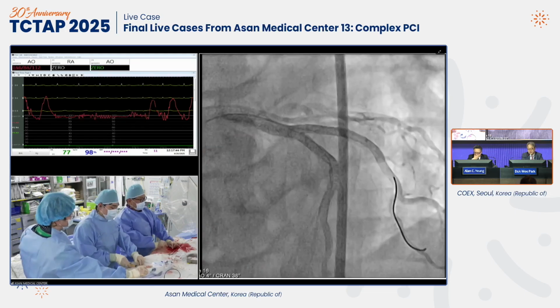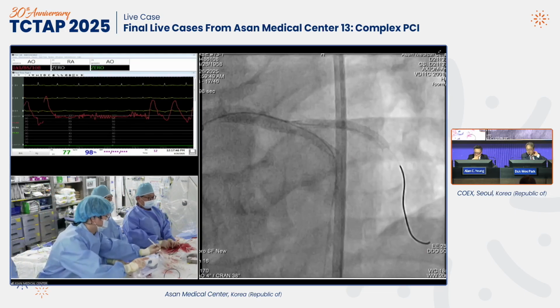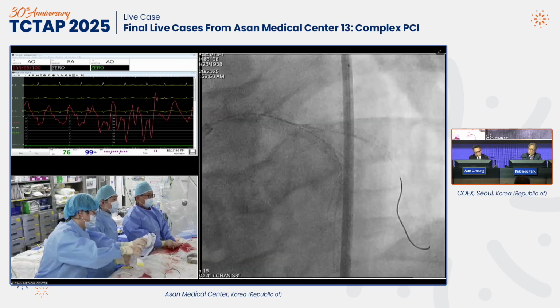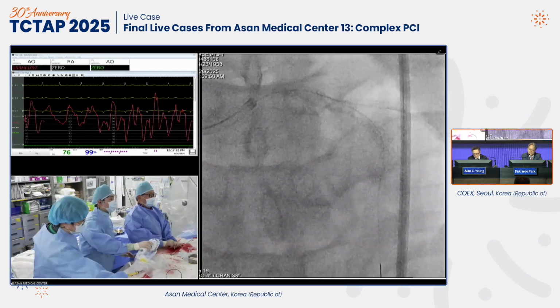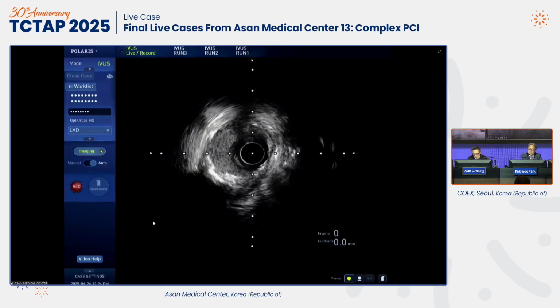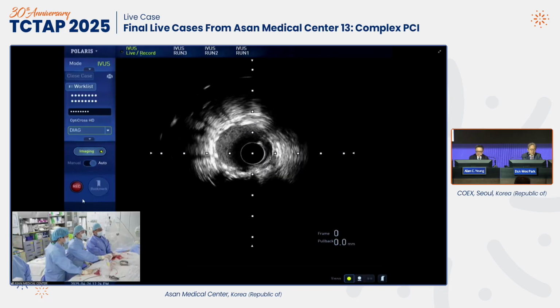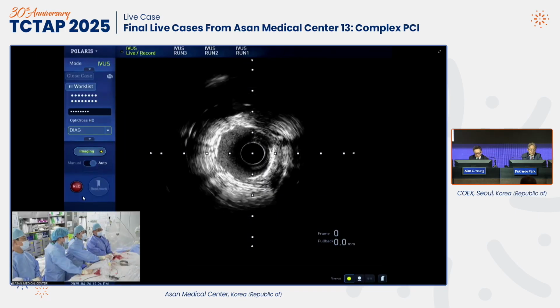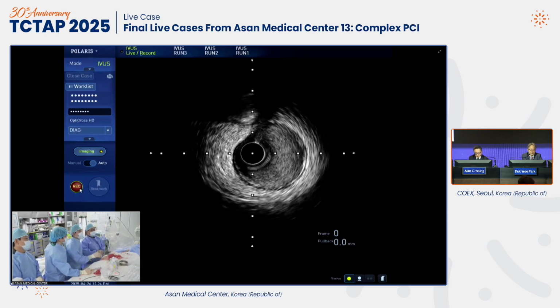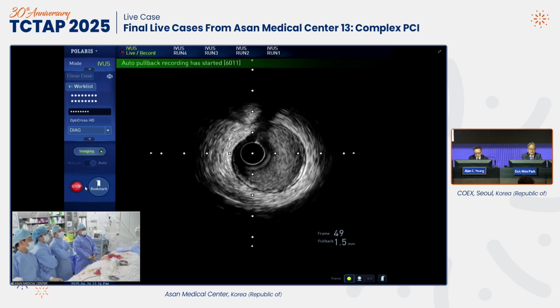Okay. Can you show the final IVUS? Okay, so I'm inserting the IVUS catheter. So this is the diagonal. The diagonal is small. Asan, this patient has very eccentric left main calcification.